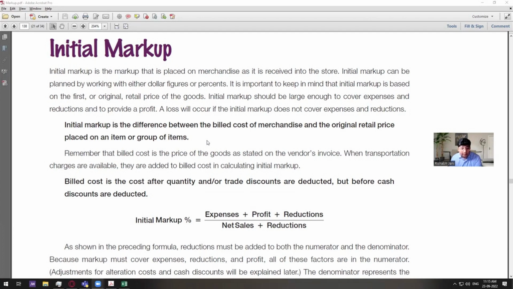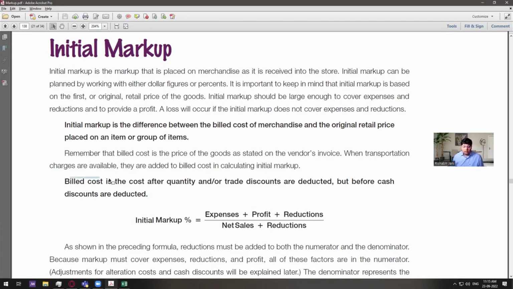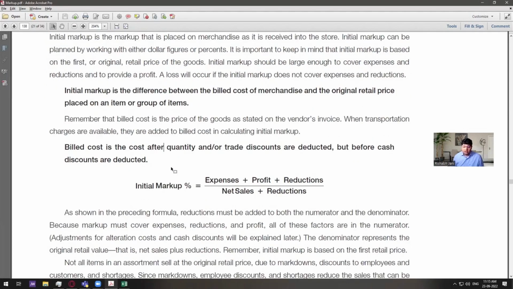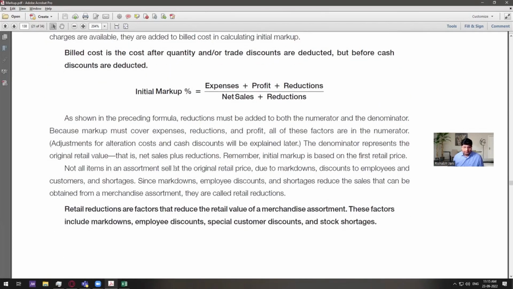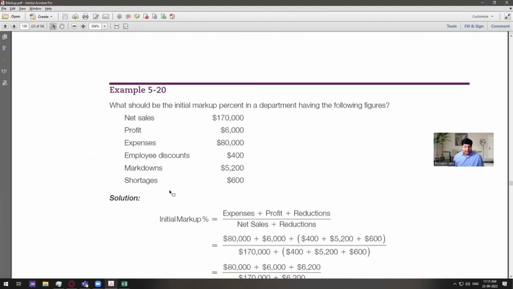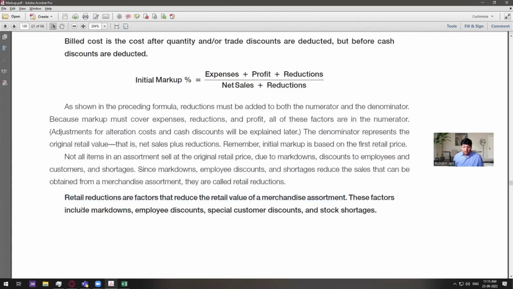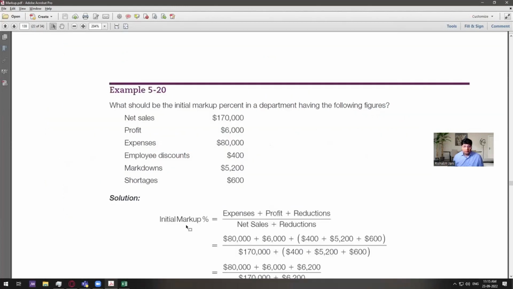Okay, a billed cost is the cost after quantity or trade discounts are deducted, but before cash discounts are deducted. Okay, let's get that in mind. Billed cost is the billed cost of merchandise. So that cost is after trade discounts are deducted, but before cash discounts are deducted. All right. Retail reductions that we mentioned earlier are things like markdowns, employee discounts, special customer discounts, or stock shortages.